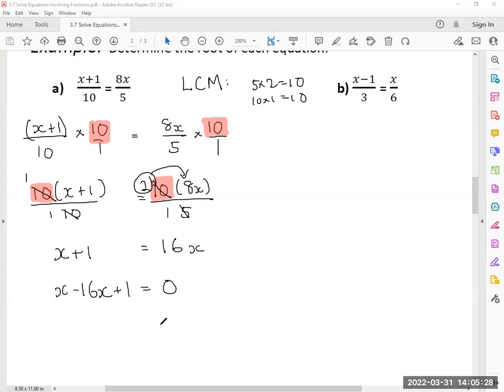And I'm going to bring all the numbers that do not have a variable to the other side. I jumped the gun a little bit. See if you follow that. I'll pause the video and let you sort of sit in it for a little bit. Try the other one.